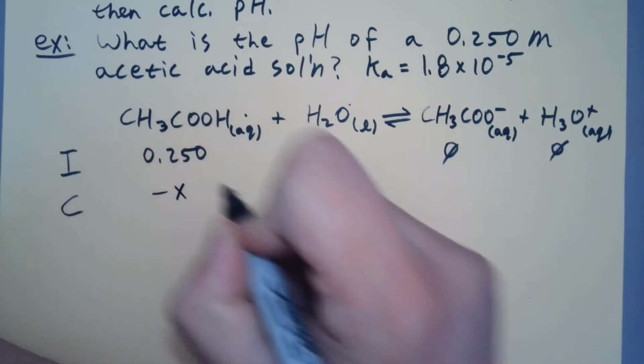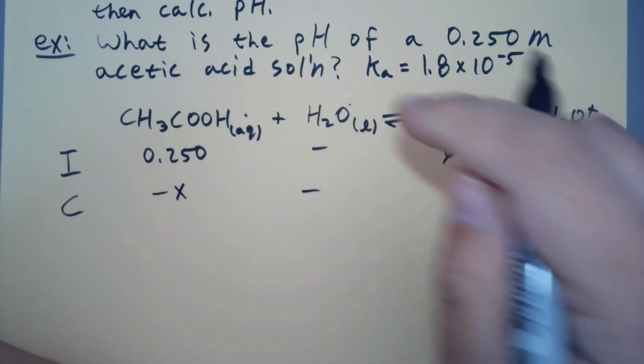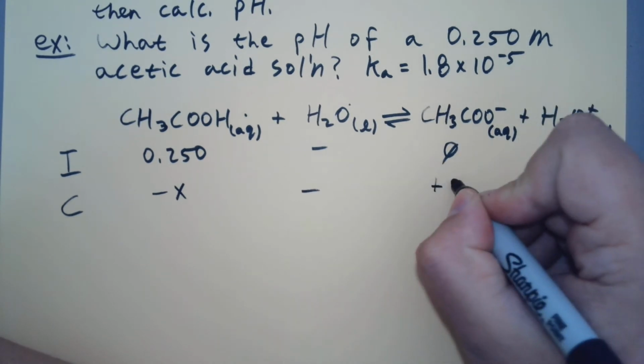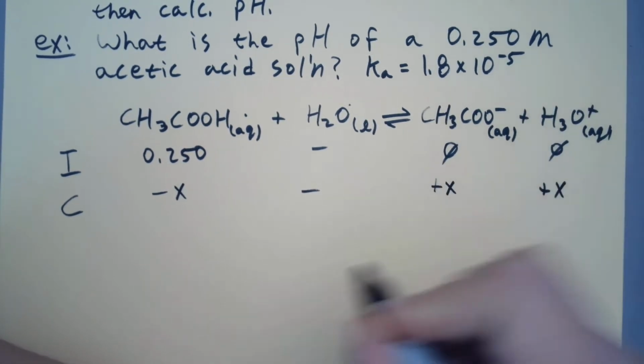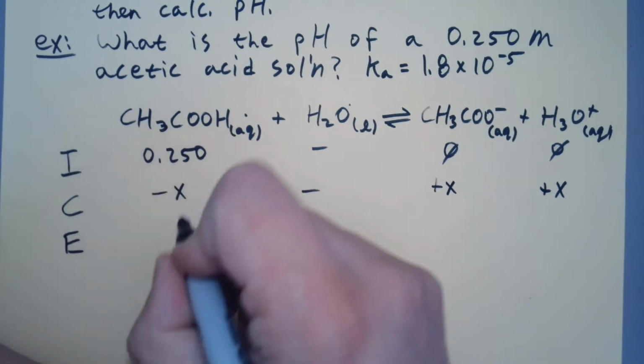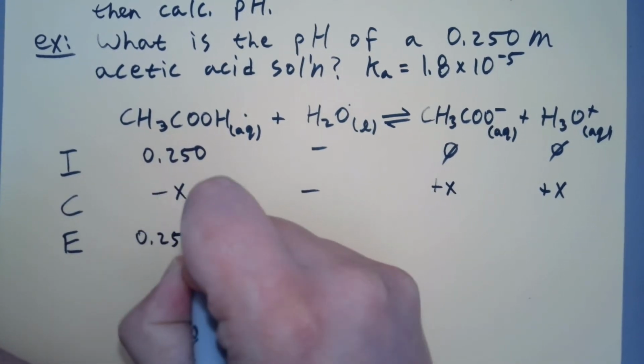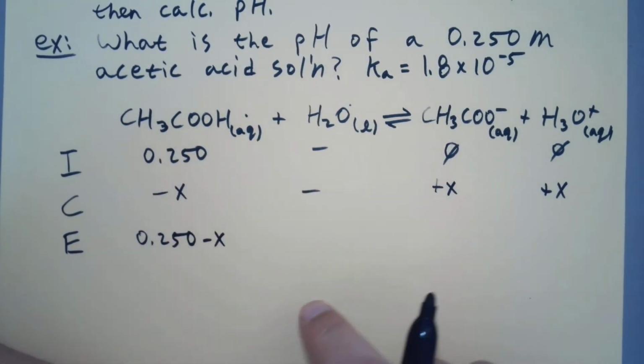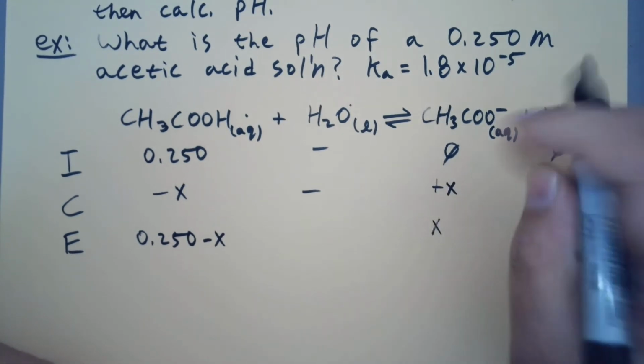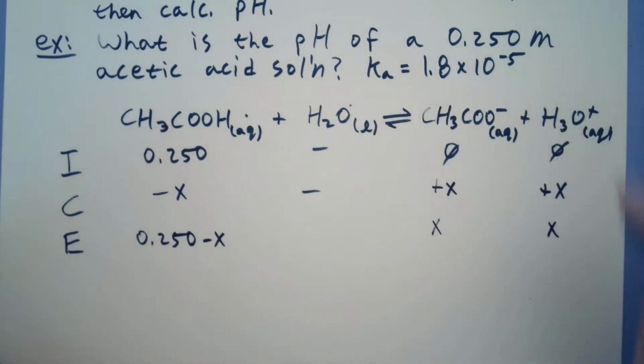My change, I'm going to shift right, so minus x, again, nothing here, plus x, and plus x. And so at equilibrium, I have 0.250 minus x will be my concentration for acetic acid. X will be my concentration for acetate and also for hydronium.